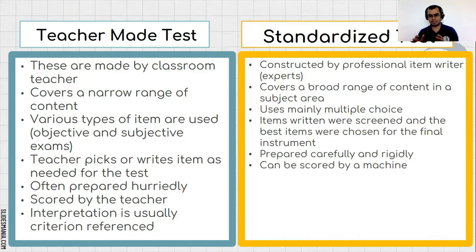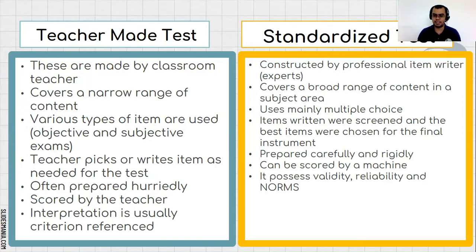So it uses multiple choice so that it can be scored by a machine and the scores will be revealed right away, because these standardized tests are usually given to a large number of students across different areas. So for example, the LET exam is a simultaneous exam from Luzon to Mindanao. So that is an example of a standardized test. And it possesses validity, reliability, and norms. So these are the major characteristics of a standardized test. It has validity, reliability, and norms.